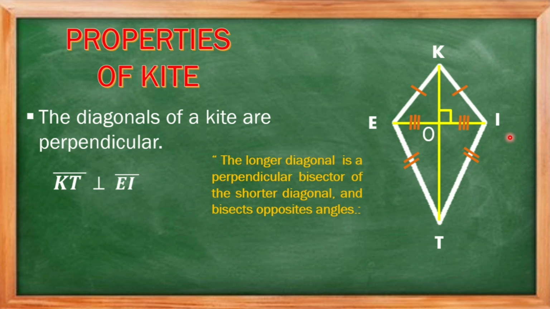So, next. The longer diagonal, this one, bisects opposite angles, meaning, itong dalawang angle na to, this one, at saka ito, yung angle EKT at saka itong angle IKT are congruent in measure. And also, itong dalawang angle sa baba are congruent.